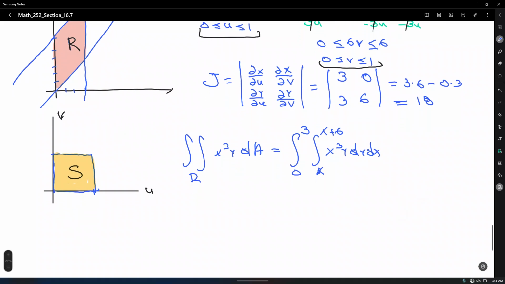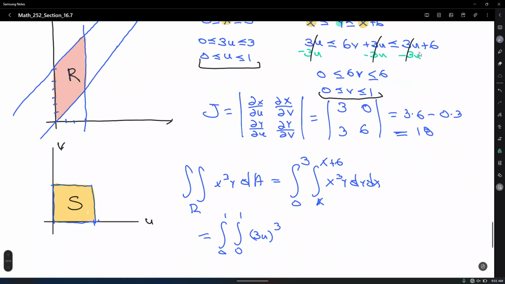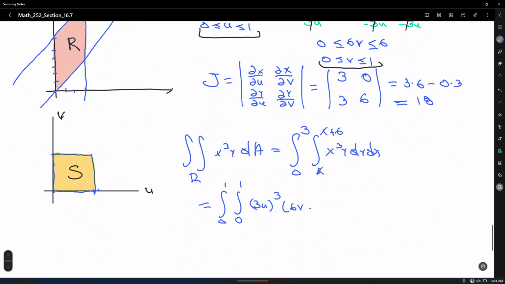So in this case, you want to do the following. Go to the world of S. That is, integrate between 0 and 1 and between 0 and 1. Careful, we need to cube x. But what is x in the world of u and v? Isn't that 3u? Careful, because we need to cube both the 3 and the u. We're going to do that in a second. And then what's y? That's given, right? That's 6v plus 3u. And what's next? That's simply multiplying by 18, that is the Jacobian, du dv.